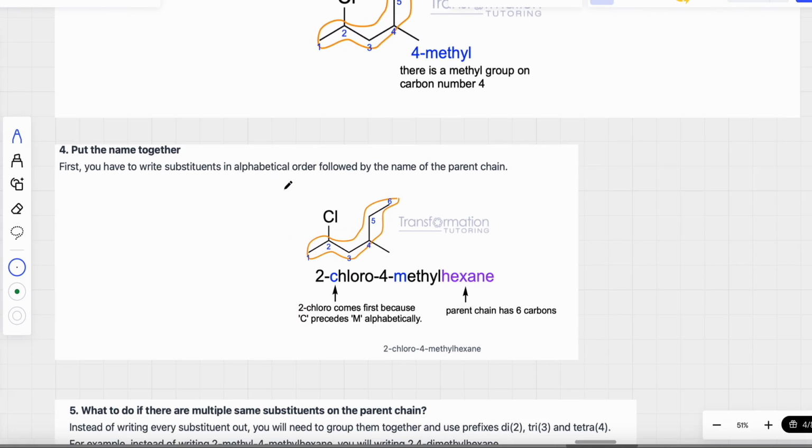In order to put your name together, we will use alphabetical order. First, we put the substituents in alphabetical order, followed by the name of the parent chain. For example, here, this was 2-chloro, this is 4-methyl. Chloro, C is before M. So, alphabetically, chloro should go before methyl. It is not connected to the numbers. They could have any numbers. We're just putting them in alphabetical order. 2-chloro, 4-methyl, and then the parent chain has 6 carbons, which means that I have a hexane. So this molecule is 2-chloro-4-methylhexane.